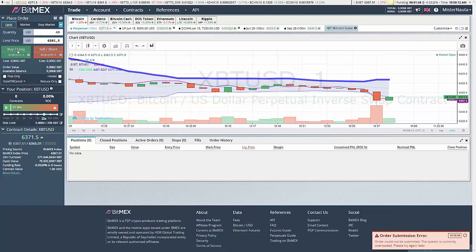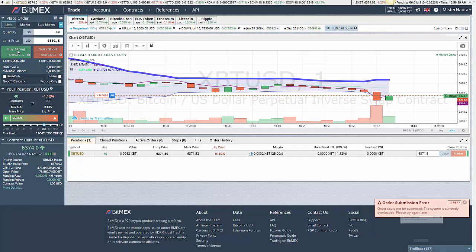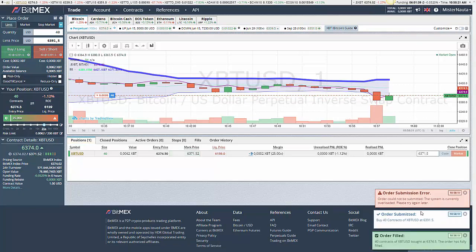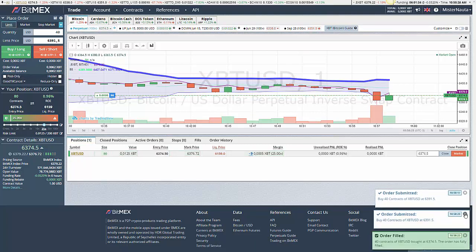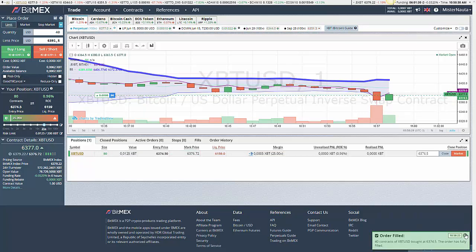I get an error because the system is overloaded. Certainly, lots of people are betting right now. Sometimes it happens. Okay, good. I'm there. I entered my position. I had to try a few times, okay? Even I made a small mistake because I clicked twice. So I entered with double. It's not very good, but okay.